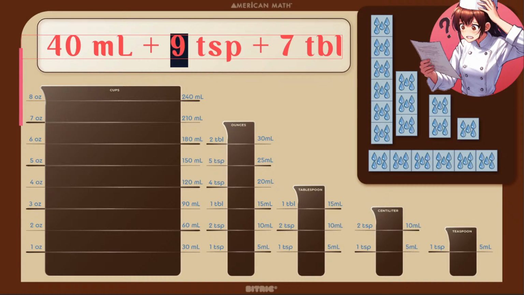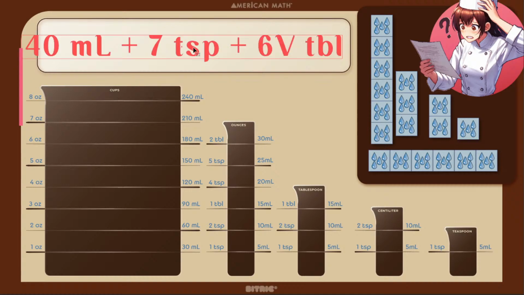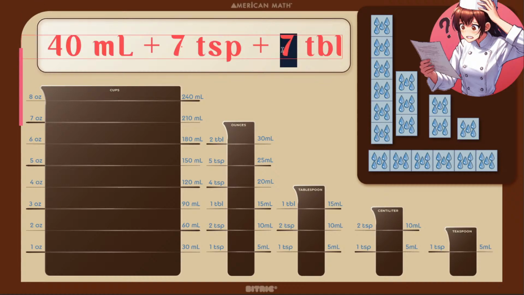This was a little challenge. 40 milliliters plus 7 teaspoons plus 6 tablespoons. That's it, right? 9. Nope. 7 plus 6. Changed it by accident. There we go. Show us what you got.